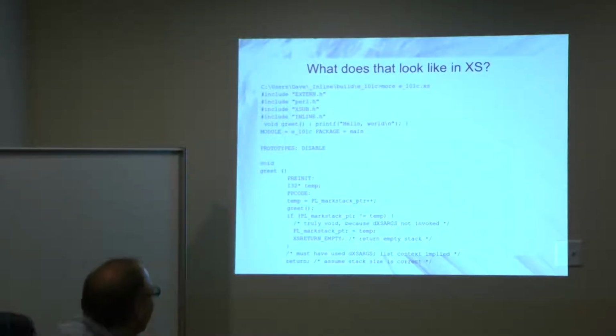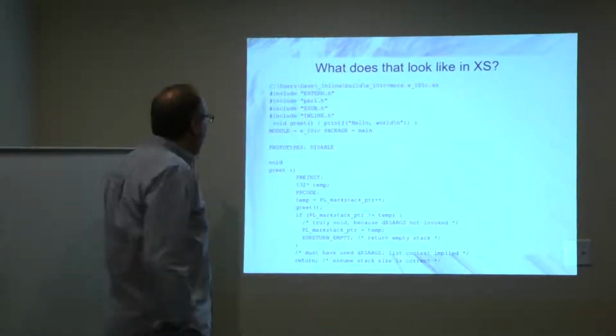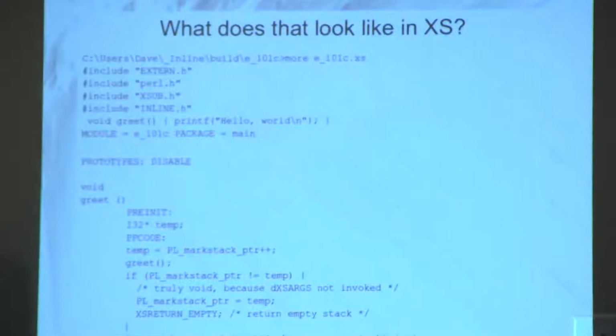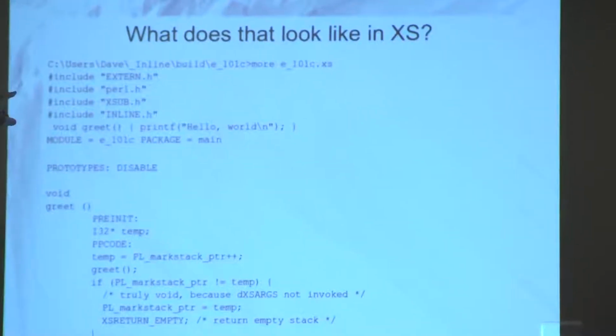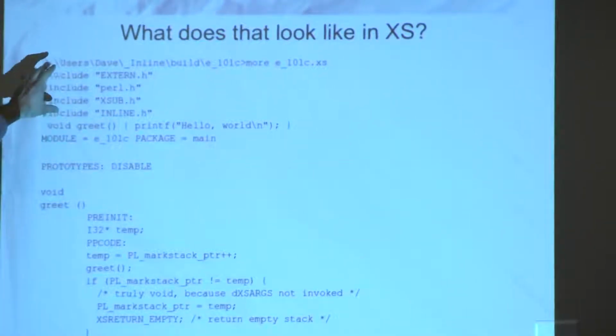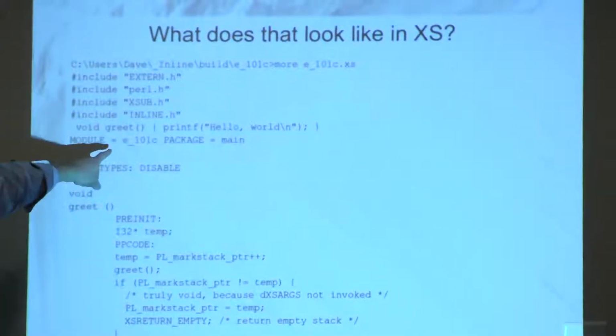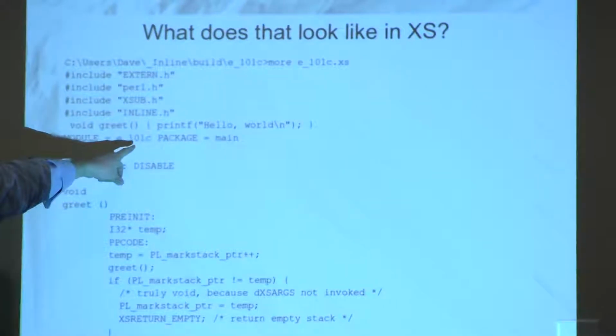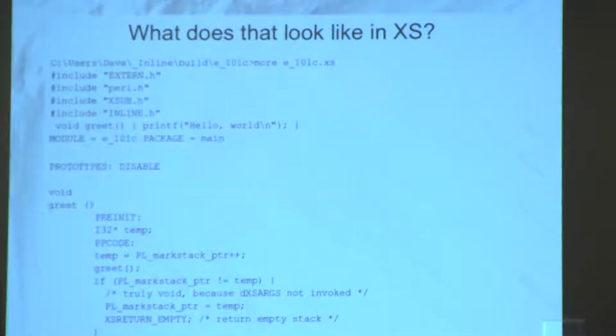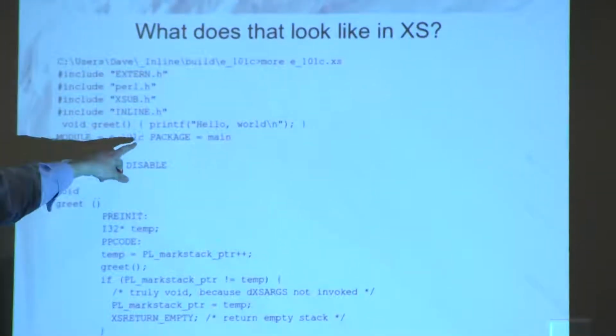What does that look like in XS? So this is the output that it creates. It creates an XS file. It includes some Perl-related headers. Here's the subroutine itself. It names a dummy module called E101C. That's going to always be different. It uses a hashing algorithm to create this little module name.